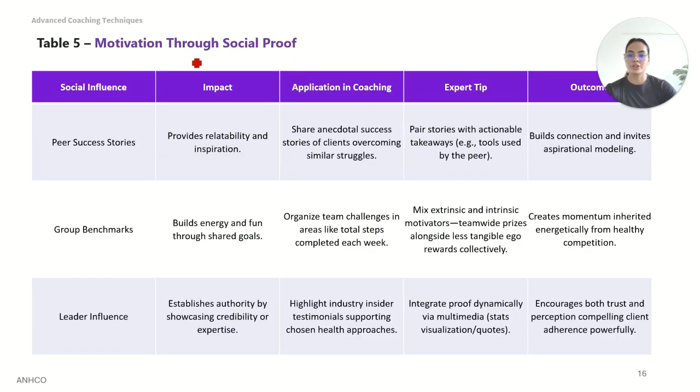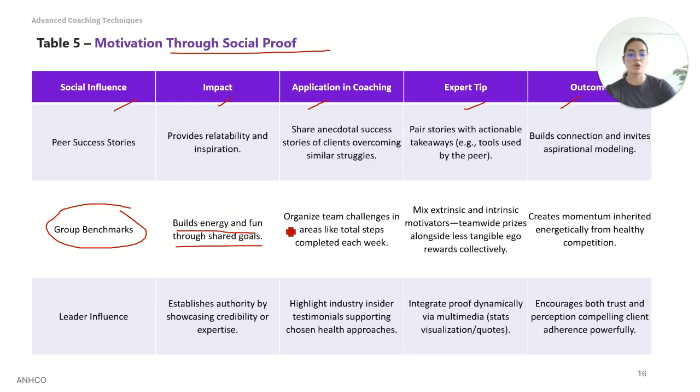Table number 5 talks about the motivation through social proof. Let's have a look at the social influence examples, its impact, applications in coaching, expert tips, and outcomes. We can have a look at the group benchmarks as an example. The main impact is that it builds energy and fun through shared goals.